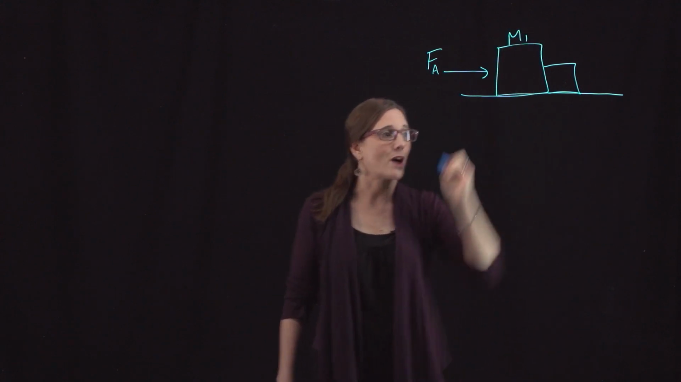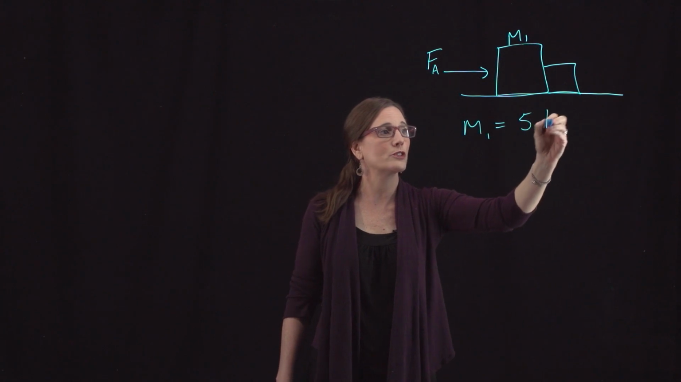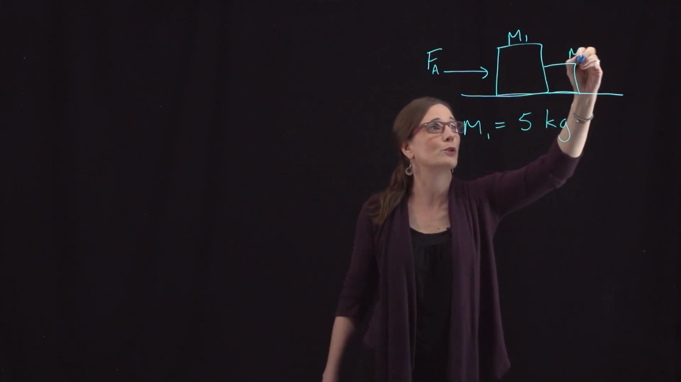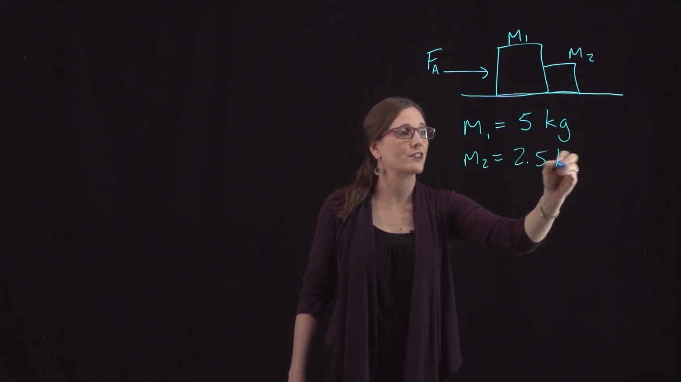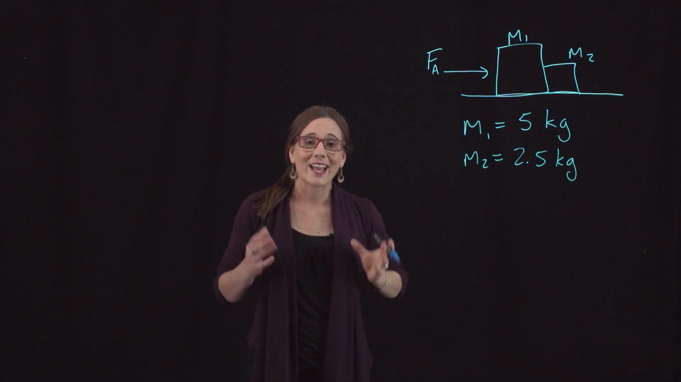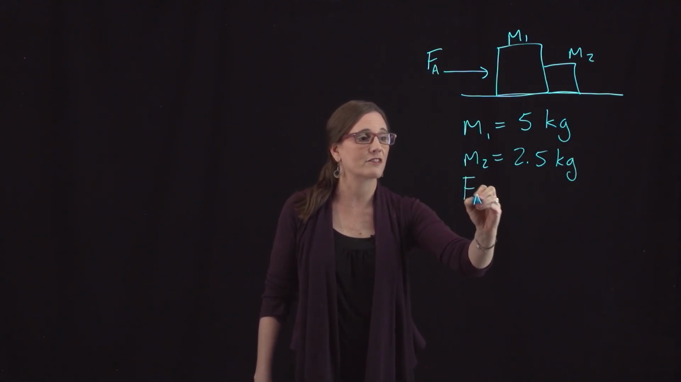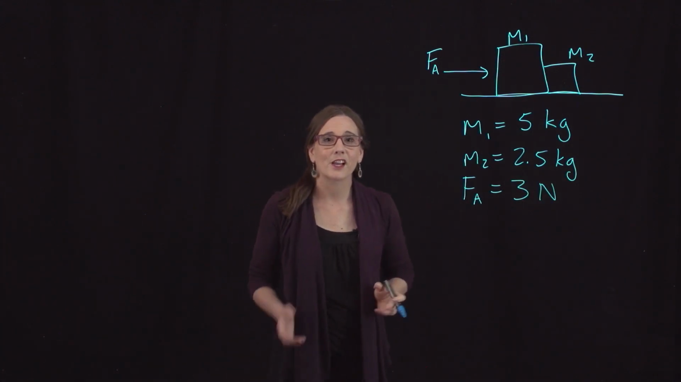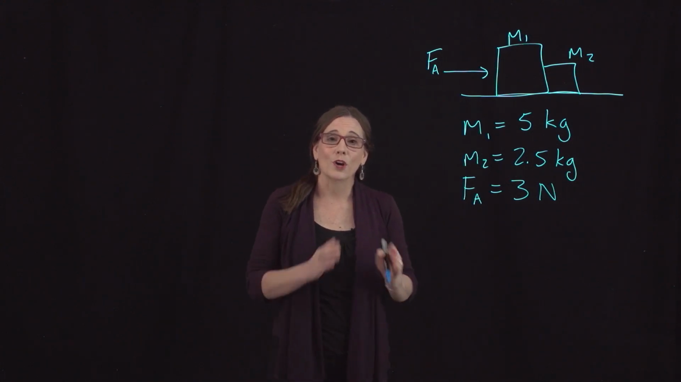Let's call the larger block M1, where M1 is going to be equal to 5 kilograms. We'll call the smaller block M2, and we'll say that M2 is equal to 2.5 kilograms. And then the value for the external force, the applied force, F sub A, is going to be equal to 3 newtons.